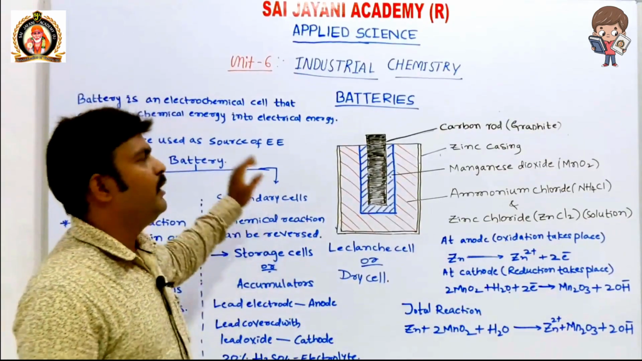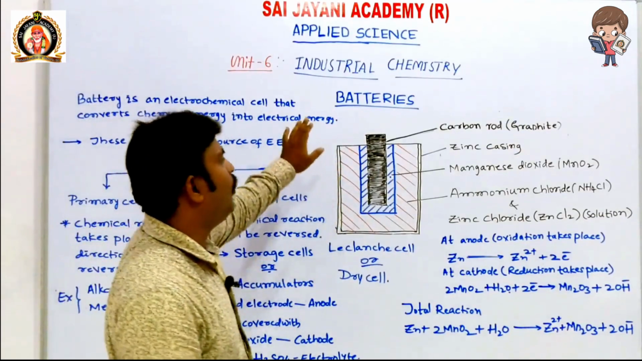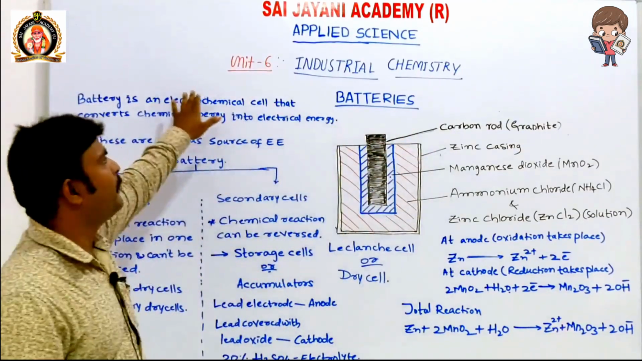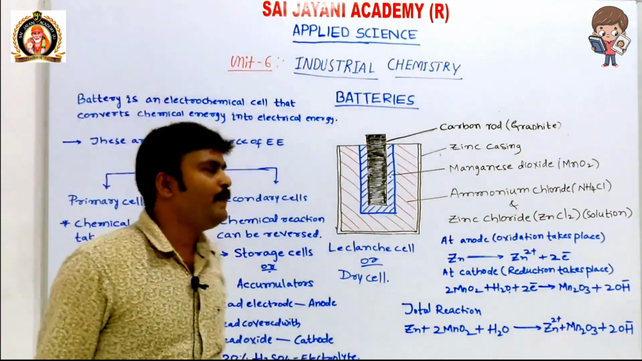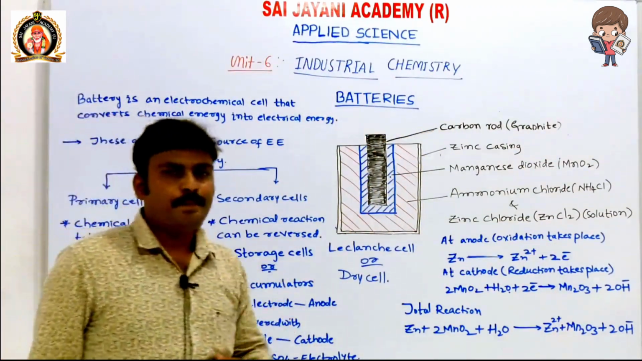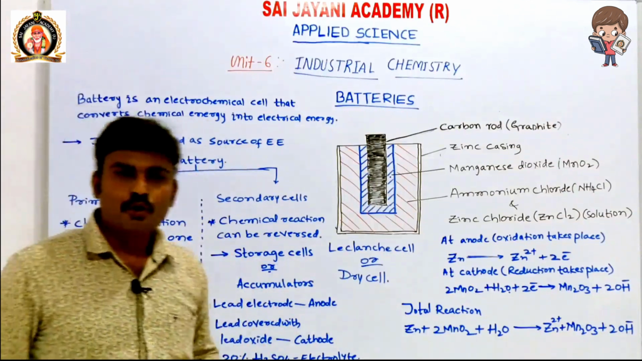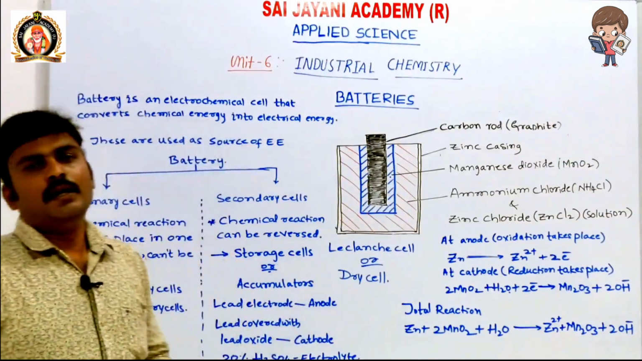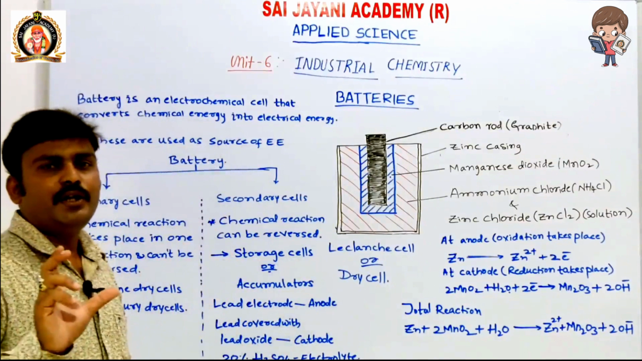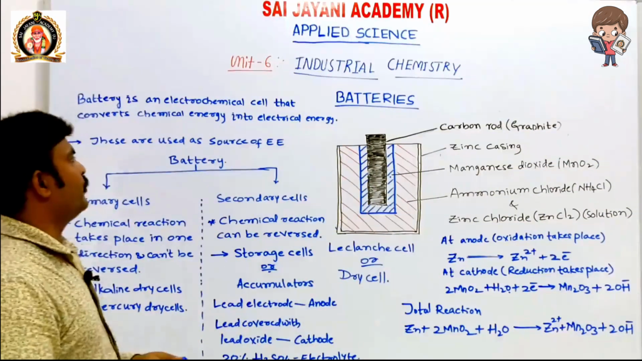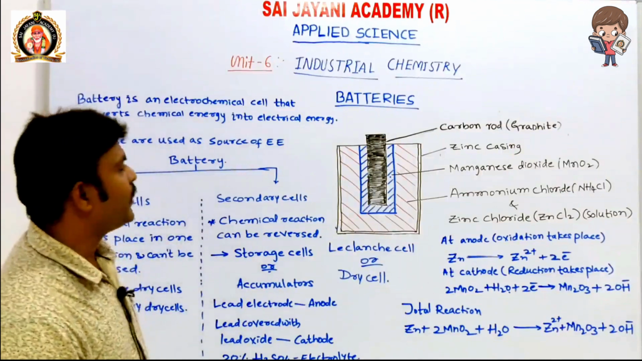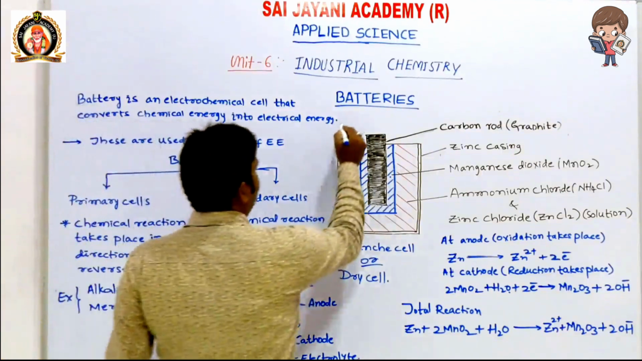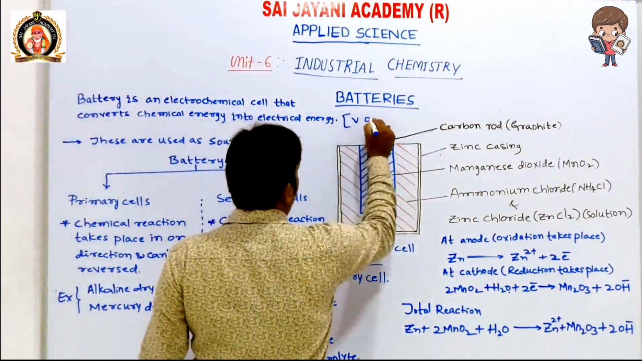In this session, let us discuss the concept of batteries in unit number 6 of Industrial Chemistry, Applied Science. Okay. So, what is a battery? A battery is an electrochemical device or a cell that converts chemical energy into electrical energy. Okay. Chemical energy is converted into electrical energy. Electrical energy means in the form of voltage or current.